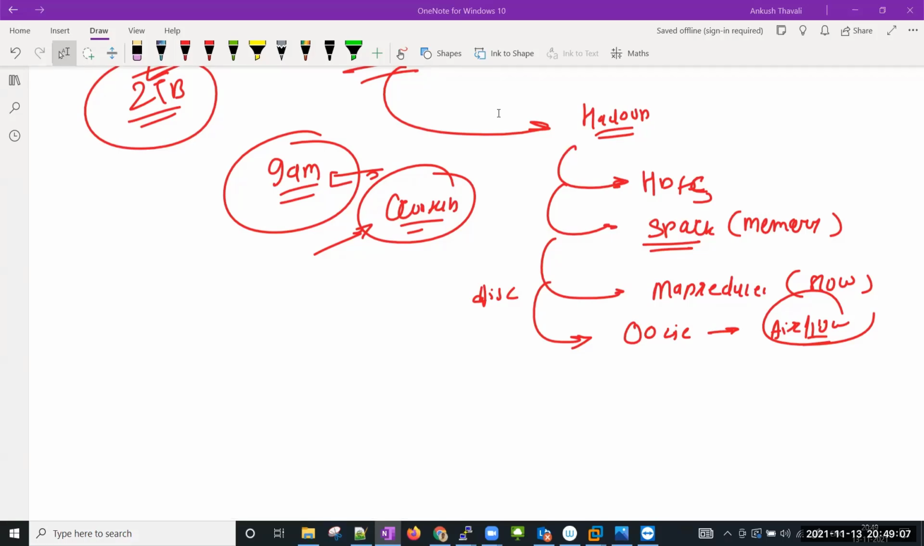I will show one project with Kafka as well, a Kafka data pipeline, and one NoSQL use case I will be showing. It can be HBase and MongoDB. So I will try to cover the main things which 80% of the organizations are using. So we'll cover both Hadoop and Spark. Sorry, MapReduce and Spark. Okay, got it.